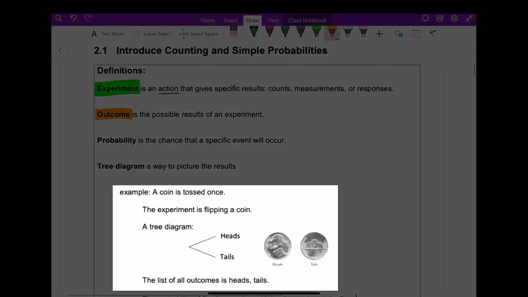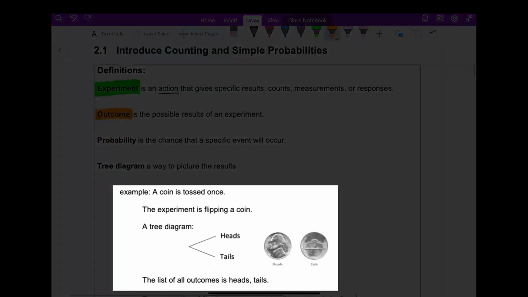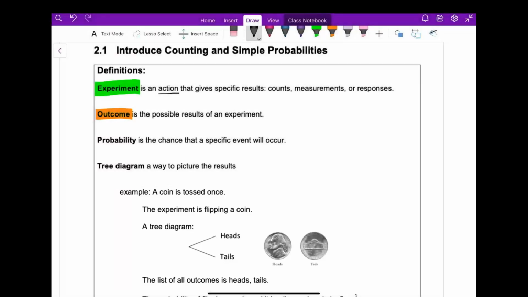So let's take a look already here. The experiment is flipping a coin. So we just saw this word experiment, and we said it was an action. So what's the action? So here's the experiment and here's the action. You're actually flipping a coin. What could be the outcomes? The outcomes could be a heads or a tails whenever you're flipping a coin.